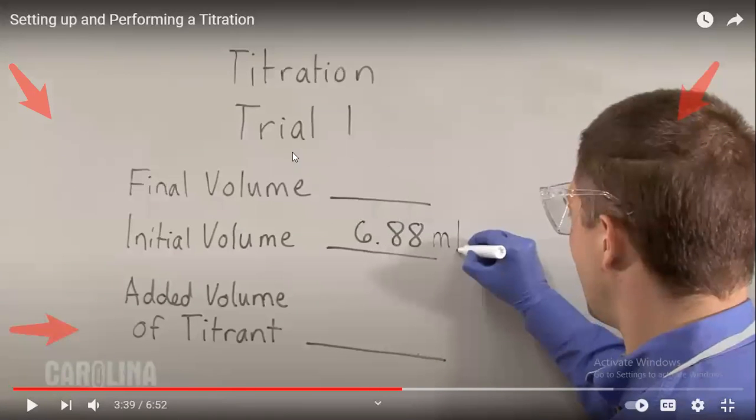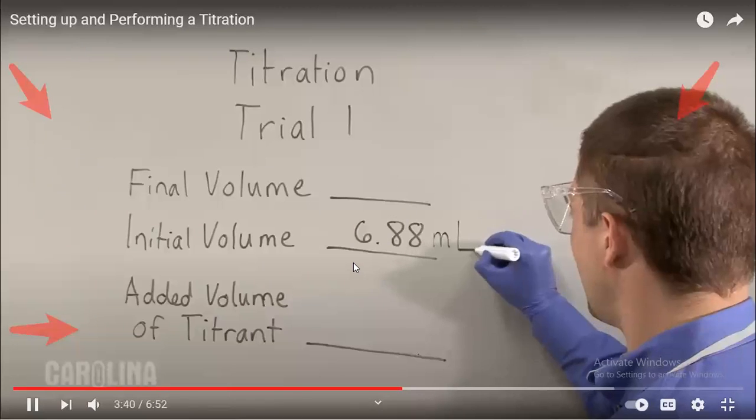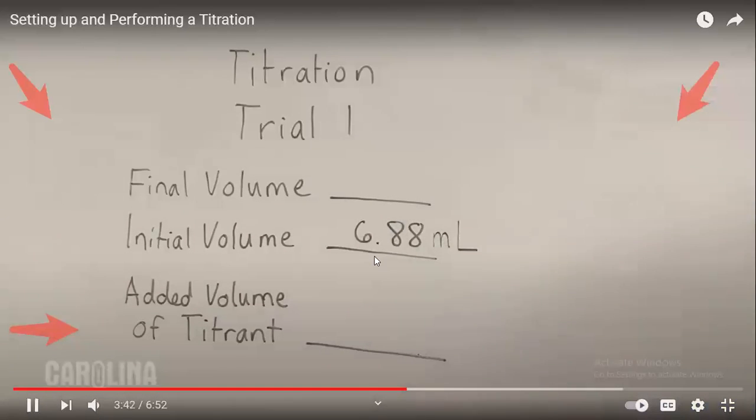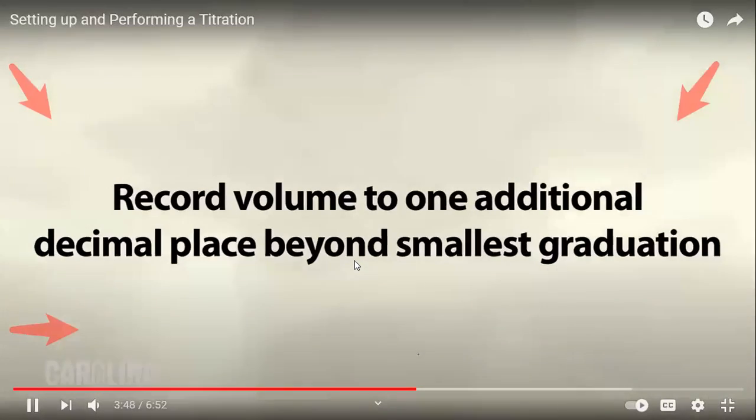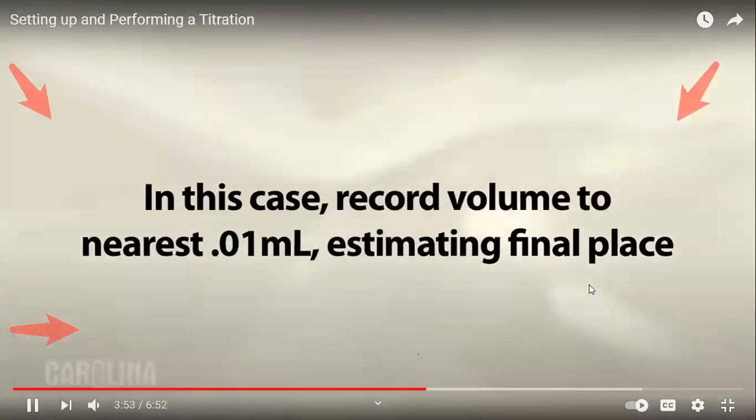Now, when you are reading these titrations, we get the final volume and the initial volume, then the subtraction of the two gives us the volume of one of the solutions used, the volume of the titrant. You always use 2 decimal places to record the volume, beyond the smallest graduation.